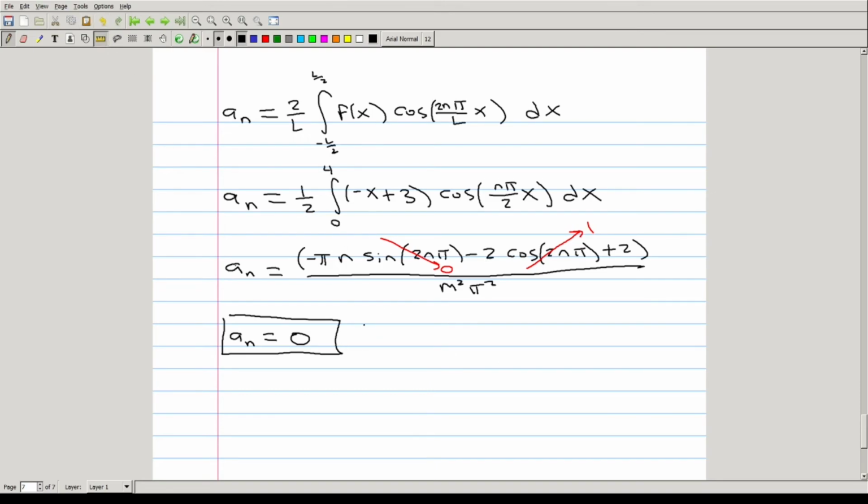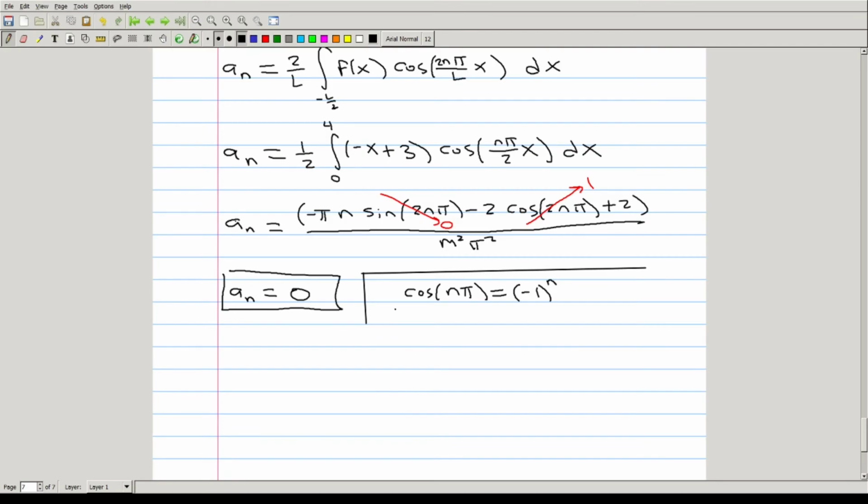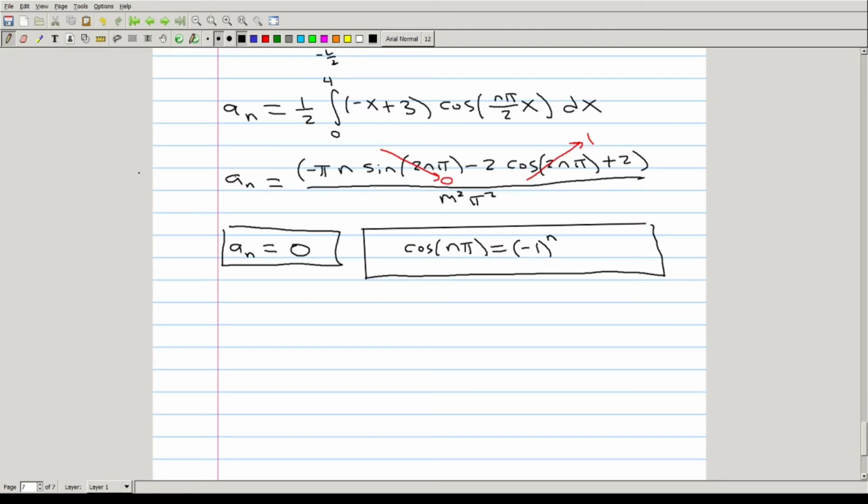Now it's important to note here that many times you get expressions when you calculate these coefficients that may be of the form cosine of not 2n pi, but n times pi. We know from the graph of the cosine function that cosine of n times pi is actually going to be negative 1 to the n. It's going to be negative 1 when n is odd, and positive 1 when n is even. So just be careful of this for your Fourier series expansions in the future.